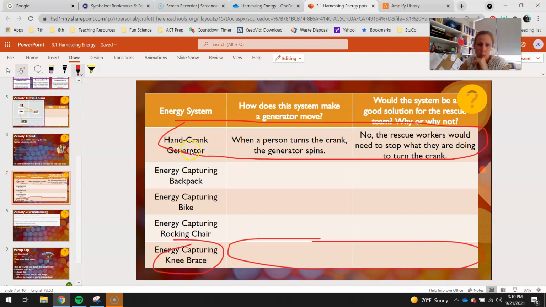The energy system, of course, was the hand crank generator. How does this system make a generator move? Well, the person has to turn that generator. It has to turn the crank, which turns the generator. Okay, would the system be a good solution for the rescue team? Why or why not? You can see the answer, no, because the rescue workers probably need to use their hands. They can't turn a crank. Okay, so choose which article you read and fill out the rest of this data table.